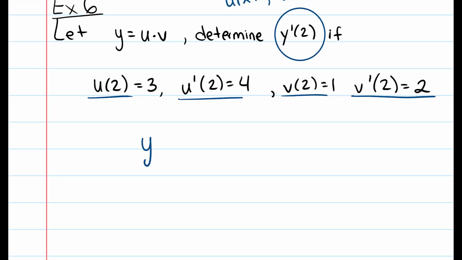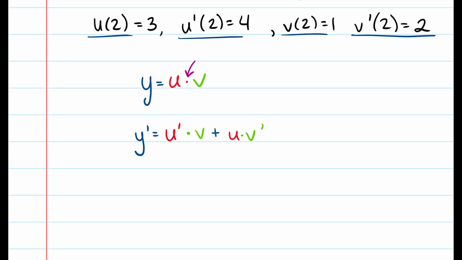So what we're going to do is write this as y is equal to u times v. And now it asks us to find y prime of 2, so we need to take the derivative. So we get y prime is equal to the derivative of the first times the second plus the first times the derivative of the second. And this is using the product rule because this is a product of two functions. And so we want to find y prime of 2, so we get u prime of 2 times v of 2 plus u of 2 times v prime of 2.